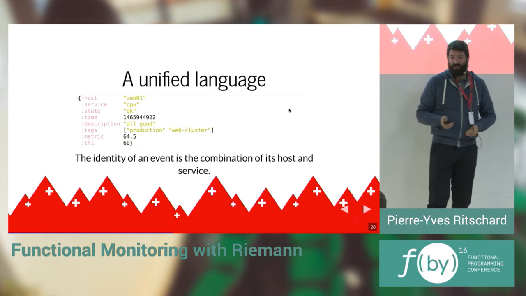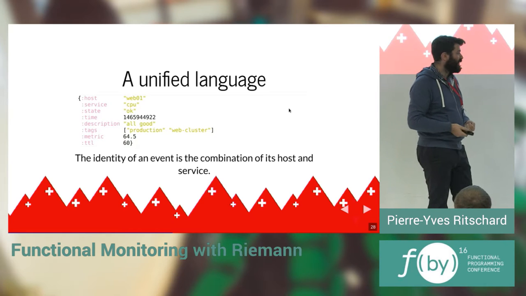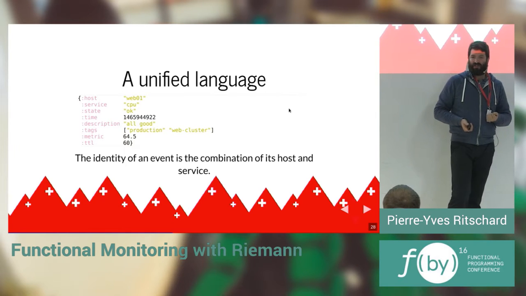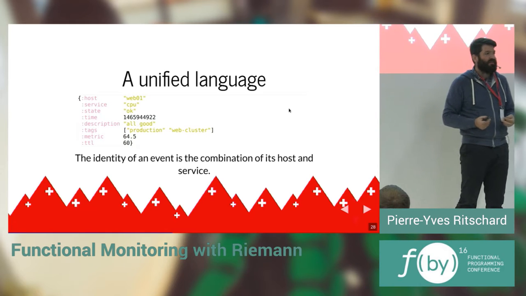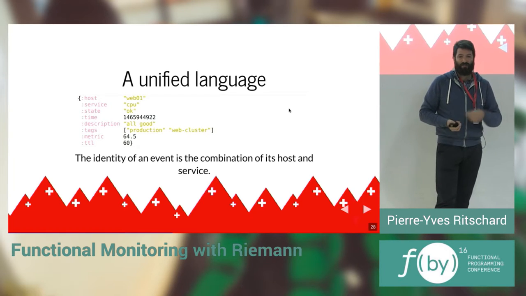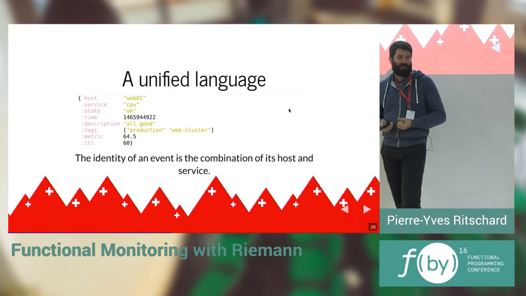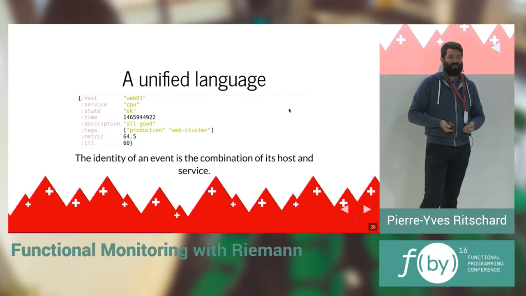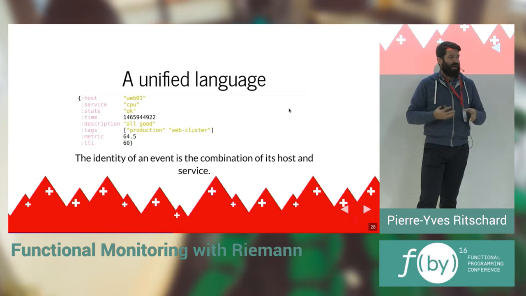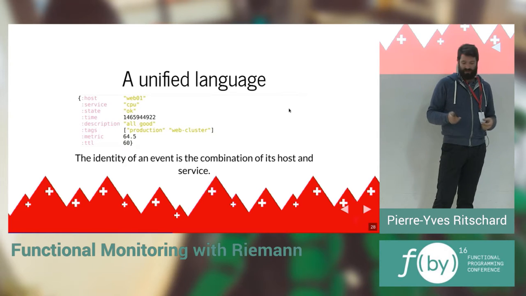I was talking about a unified language, and this form is really what Riemann normalizes any of its inputs to. It builds a map that uses a host and service key as the identity of the event. And that's how they differentiate from each other. And these events may have any other attributes, but the standard ones are a state: is the event representing something that's okay, a warning, or something that's critical. Most of the time there's a metric attached to the event. You might have tags to classify them a bit more easily. Time to live, which means for how long that event is supposed to live in the system. And the time at which the event happened.